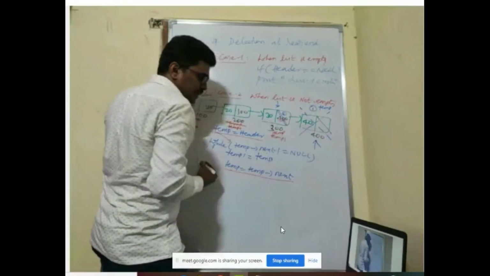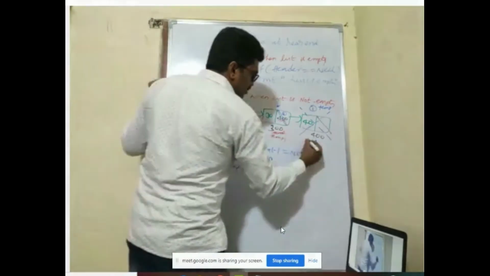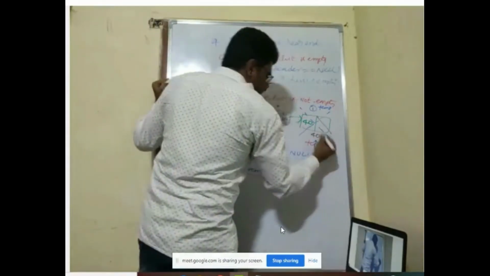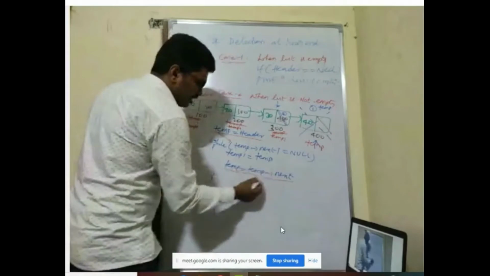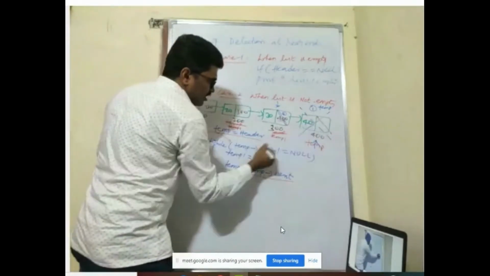So this is my temp1. Next, temp equal to temp next. So this is my temp. Is that right? So now I check the condition. Null not equal to null, false.